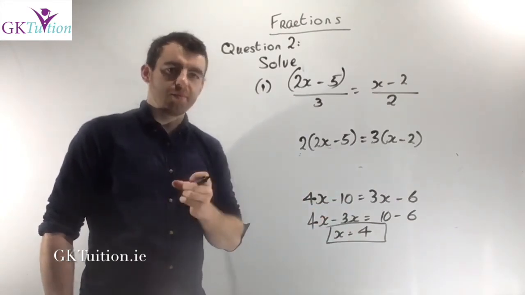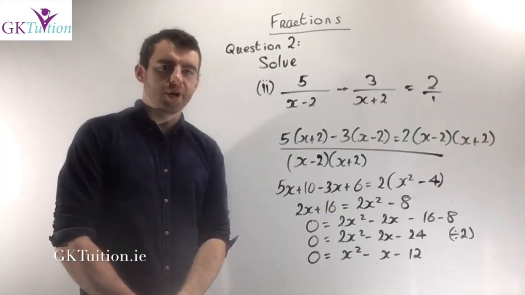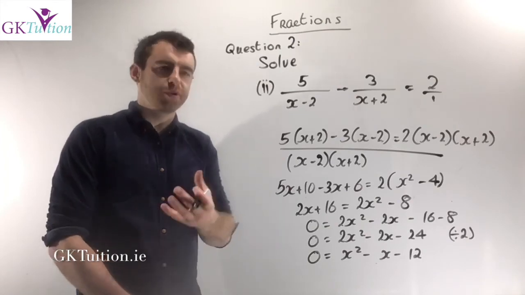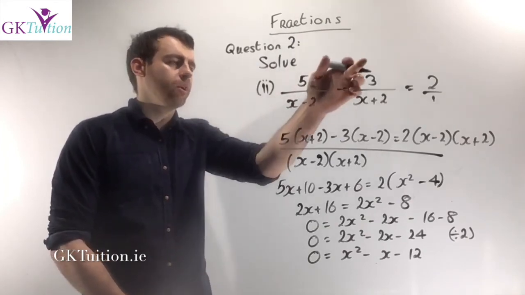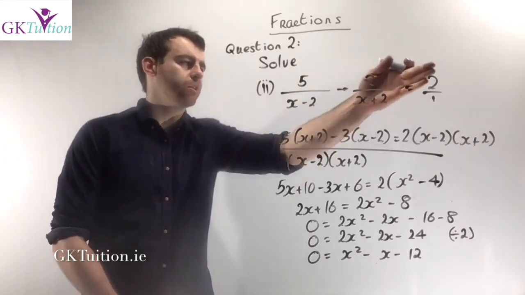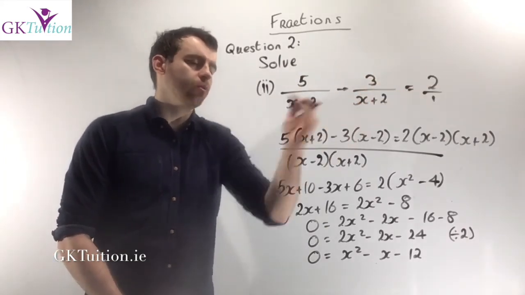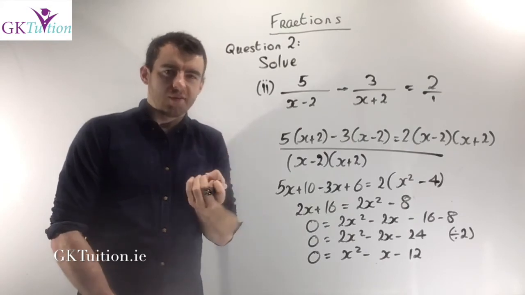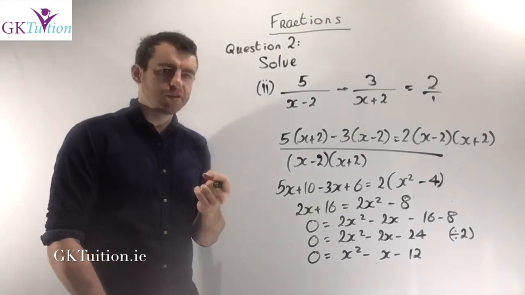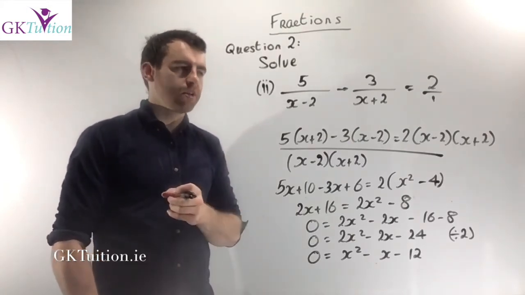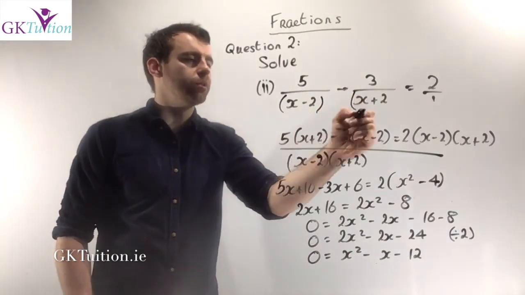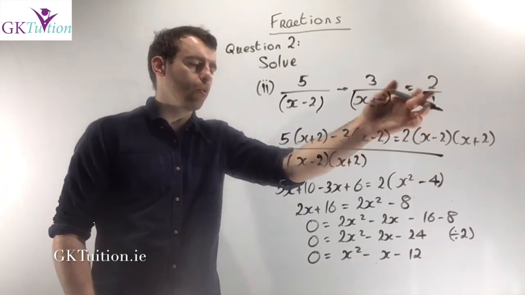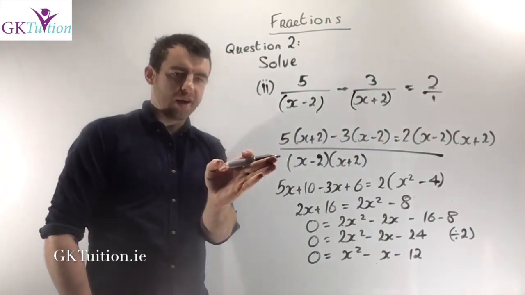So let's have a look at the second part of this question now. Okay, the second part of this question was slightly more difficult because we have three separate terms. We have 5 over x minus 2 minus 3 over x plus 2 is equal to 2. And notice I've written that as 2 over 1 because I want to just think of it as a fraction. If you're adding or subtracting fractions, you should get a common denominator. So I got a common denominator here of x minus 2 times x plus 2 times 1. And that's what I put on the bottom of the fraction.